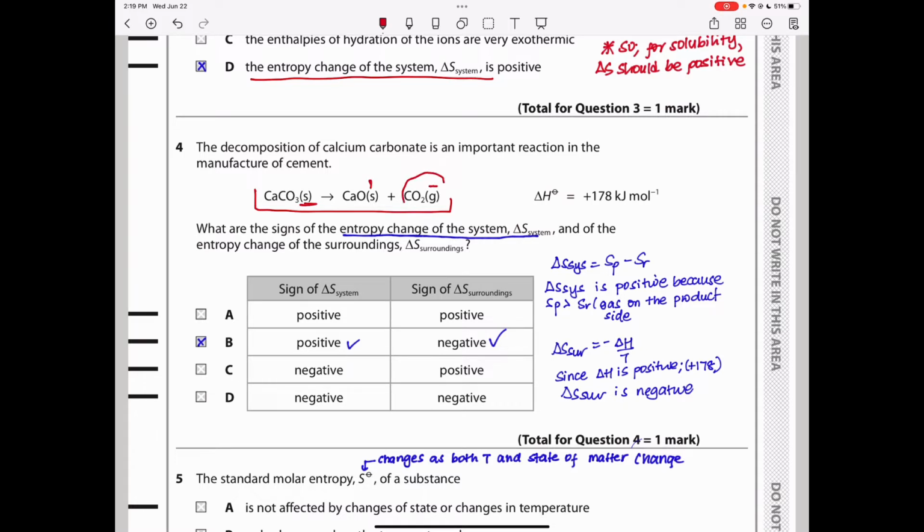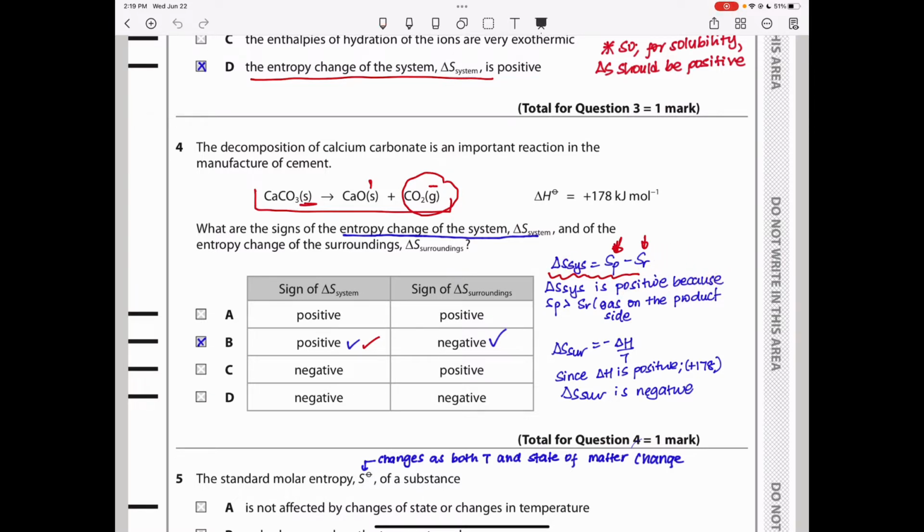Since a solid produced a gas, we can confirm that the S system is going to be positive because there is an increase in disorder. If a solid is converted to gas, the gaseous particles are more mobile, meaning there is going to be more disorder, so the entropy of the system increases. And again, to remind you, the change in entropy of the system is the entropy of the products minus the entropy of the reactants. Since products have greater entropy than the reactants, the S system is going to be positive, as you can see here.